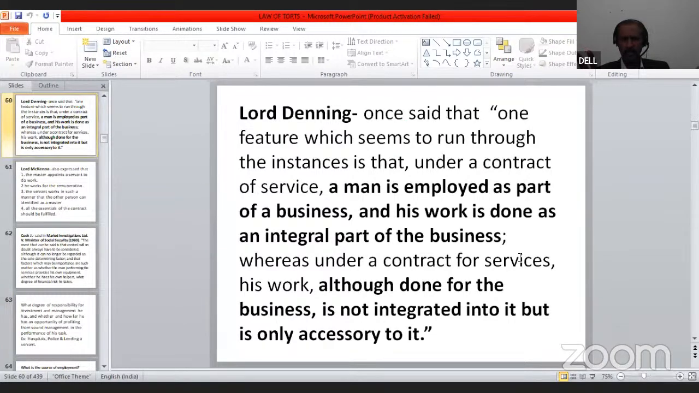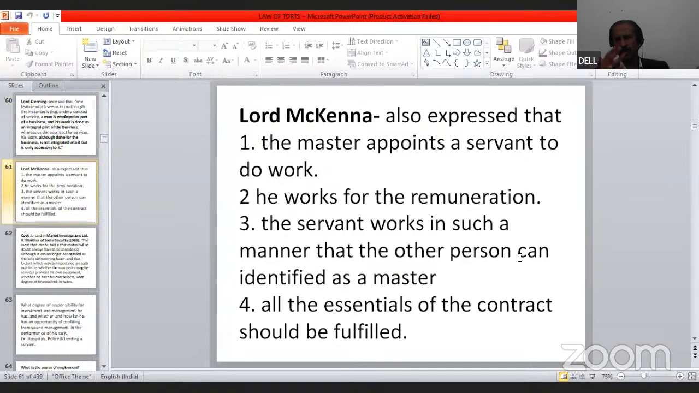Lord Denning, a very famous judge, made a distinction between a contract of service and a contract for service. A man is employed as part of a business and his work is done as an integral part of the business. That means you cannot separate the master and servant. He continuously performs; he is an integral part of the master's business. But an independent contractor is not at all so. He is only appointed for some specific purpose. You took an auto to a railway station; the auto driver is an independent contractor. You appointed an independent contractor to construct a building. As soon as the construction of the building is over, the contractual relation ceases. He is not an integral part, of course, whereas the servant works so many years.